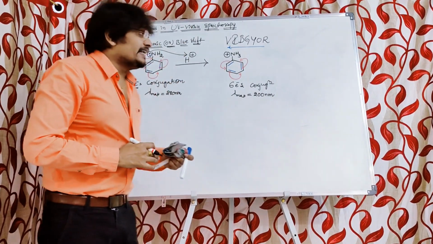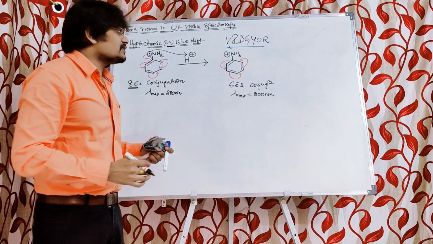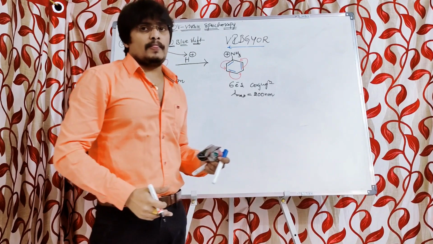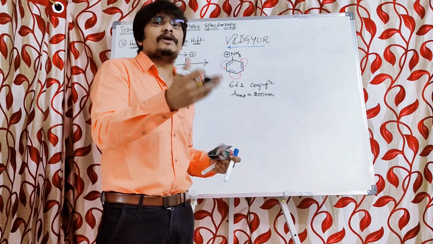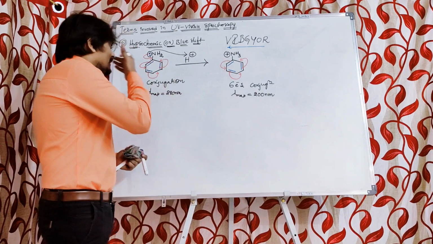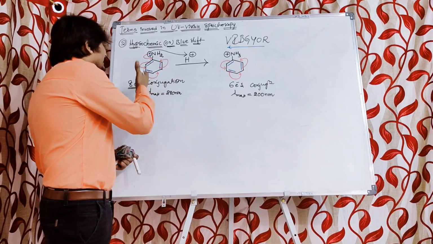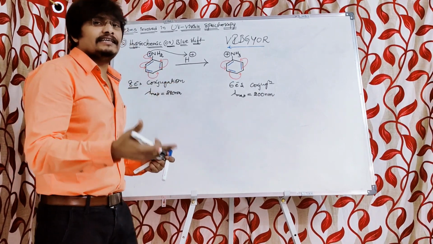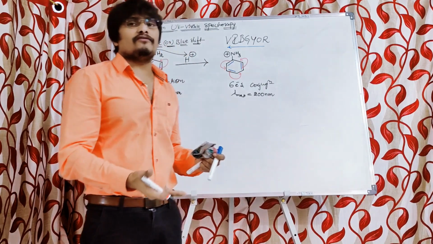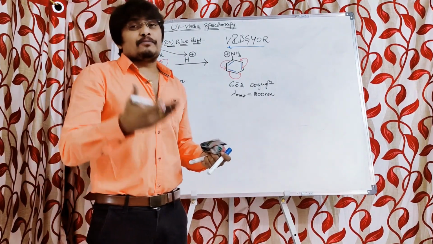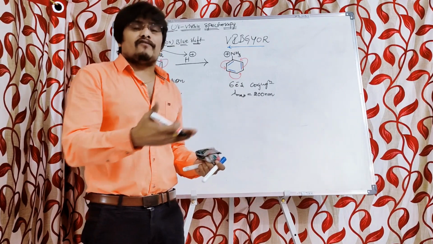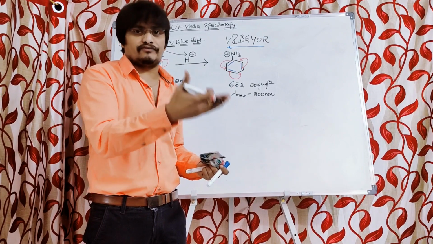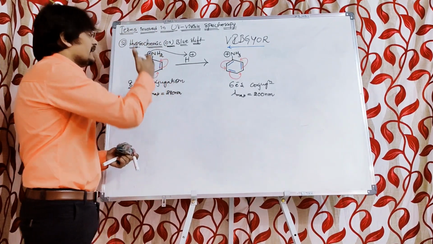So why has it been reduced? Because we are blocking the electrons of the auxochrome. Whenever the electrons on the auxochrome have been blocked, there is a decrease in the electrons of the conjugation. So when there is a decrease in electrons of the conjugation, definitely the absorption maxima shifts towards shorter wavelength, that is, towards the blue side. That is the reason it is also called a blue shift. So, hypsochromic or blue shift.